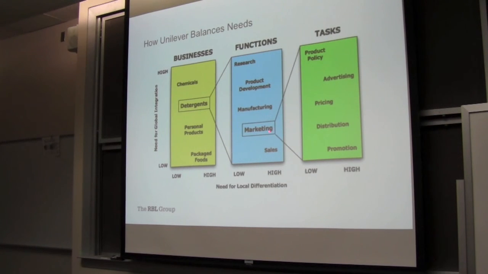But even in a more local marketing function, some of those tasks might be more global, like product policy, like advertising in general. But pricing, distribution, and promotion would be much more local. And they should be recognized as such and organized around that framework. Now, is that sufficiently confusing? Questions?